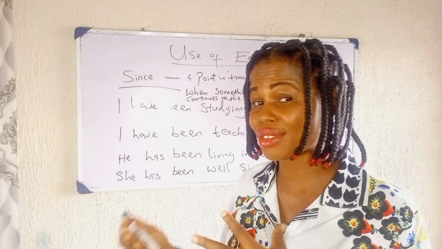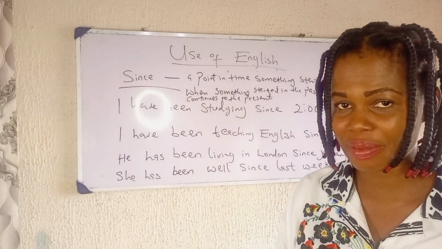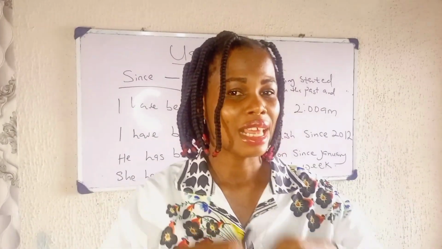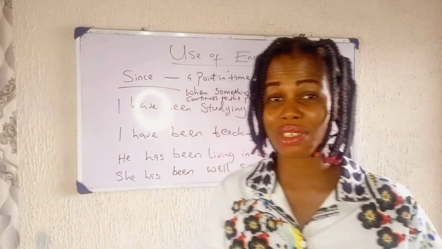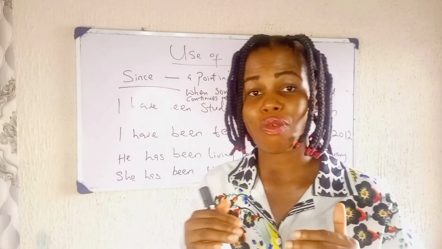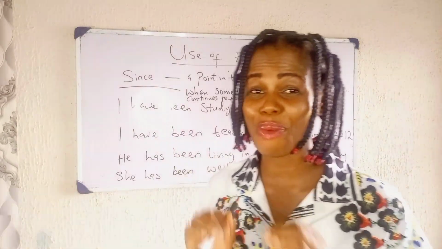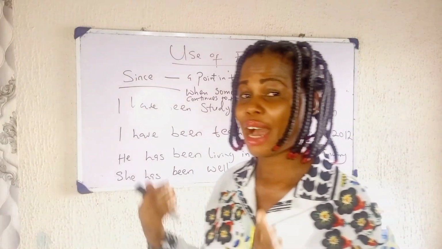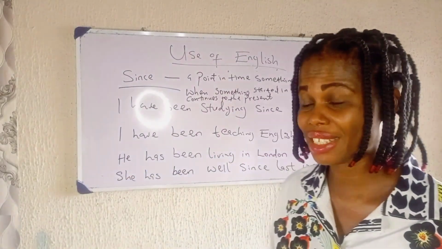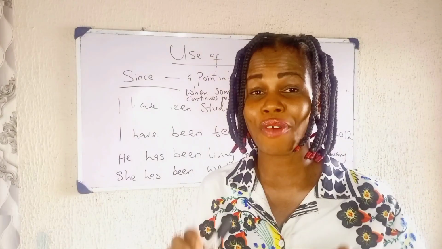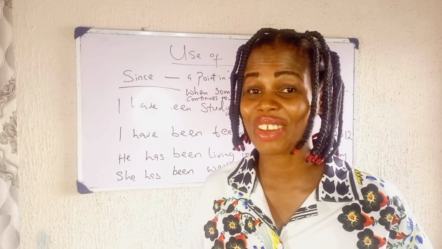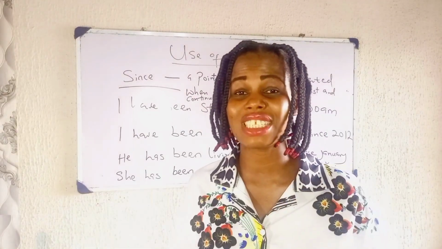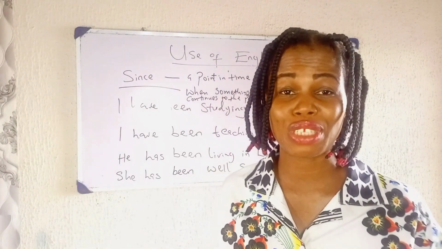So for is used in talking about a period of time. Since is used in talking about a point in time something started in the past and continues to the present. For is talking about a period of time, while since is talking about a point in time that something started till the present. In simple terms, for answers the question for how long, while since answers the question when. So that's the difference between these two prepositions.